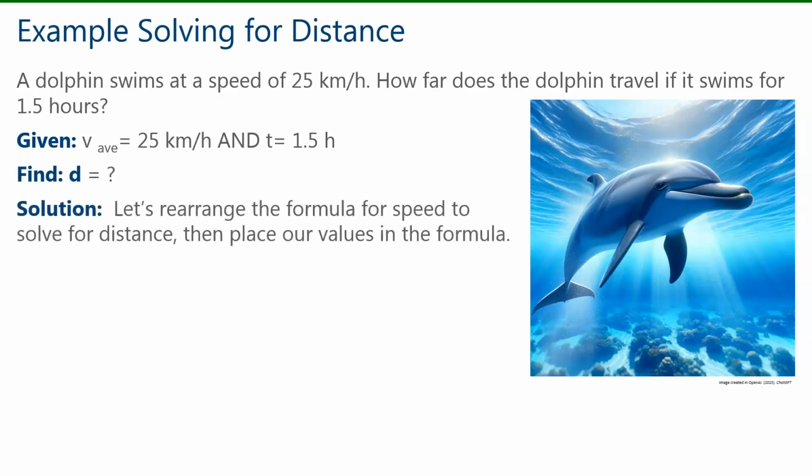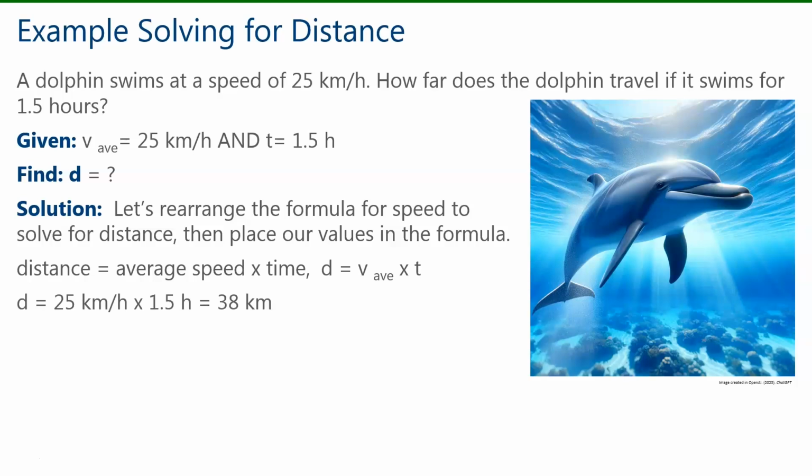In order to solve this problem, let's rearrange the formula for speed to solve for distance, then place our values in the formula. Distance is equal to average speed times time. So we had an average speed of 25 kilometers per hour times the time of 1.5 hours. That gives us a distance of 38 kilometers. Notice in our problem we multiplied two numbers, both with two significant digits, so we have two significant digits in our answer. In 1.5 hours, the dolphin traveled 38 kilometers.